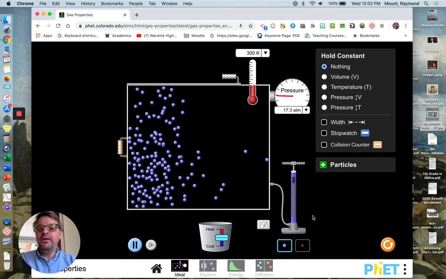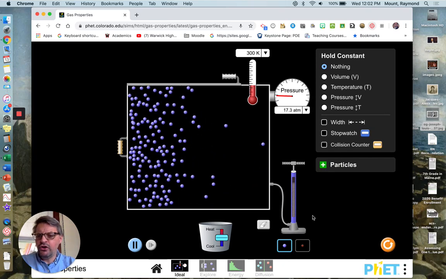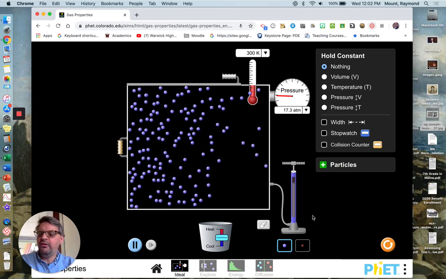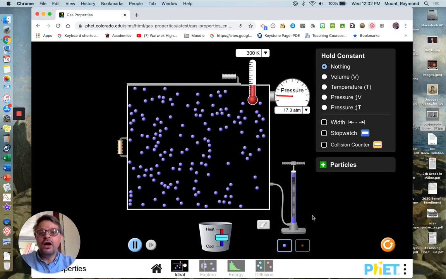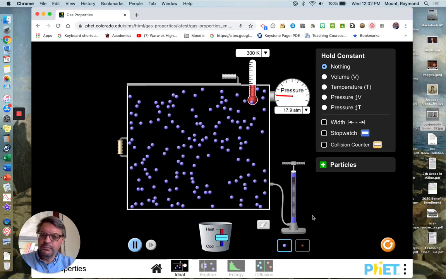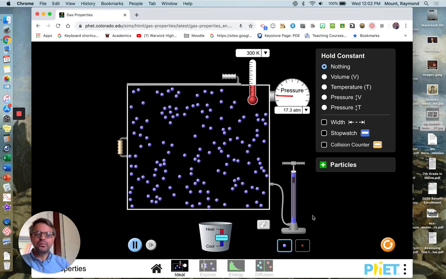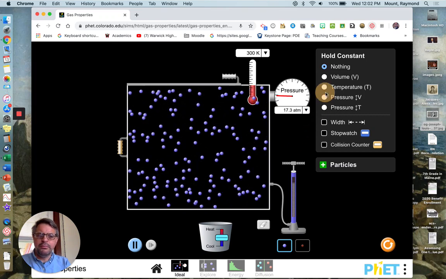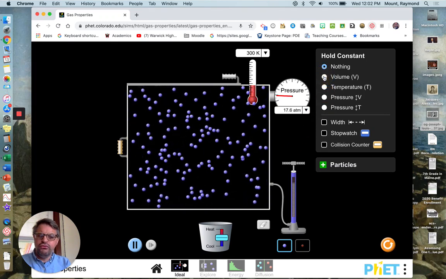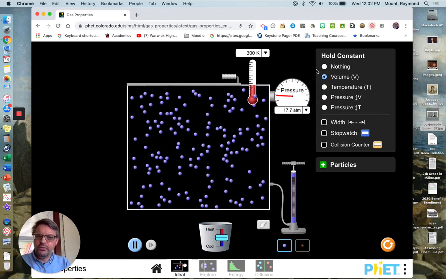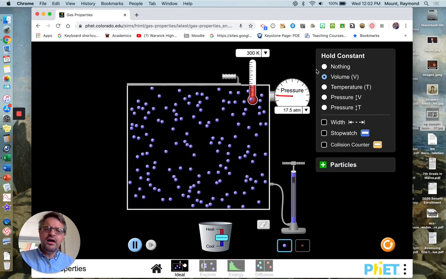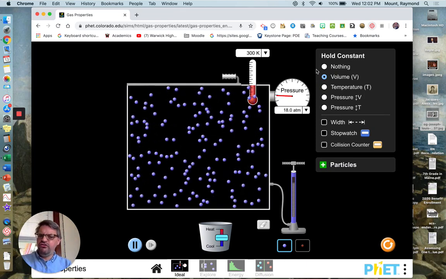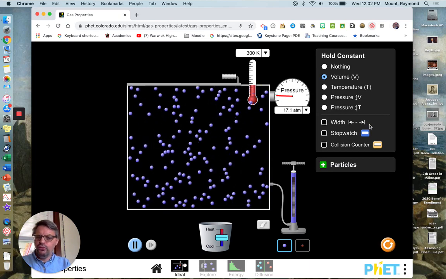Again, what you're looking at here are gas particles on the atomic level behaving according to kinetic molecular theory. Once they've evened out like this, then up here in the upper right, you want to choose volume as your constant. So that will hold the volume constant while you collect your data. You don't need the ruler today.